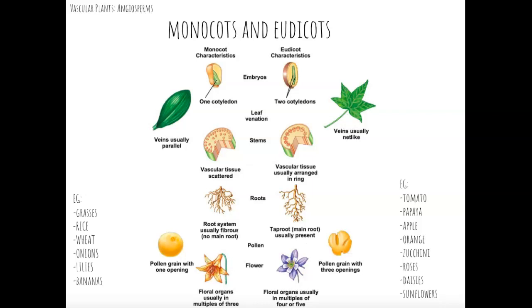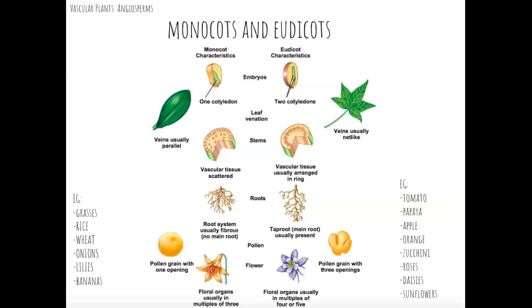When you are looking at a plant, you can tell whether it's a monocot or a eudicot through a few different mechanisms. The first would be that the veins are usually parallel in the leaves of a monocot, as well as there is the cotyledon within an embryo, which in a monocot is only a single cotyledon. A cotyledon is an embryonic leaf that is surrounded by endosperm, which is nutritional tissue that's derived from the ovary of the plant.